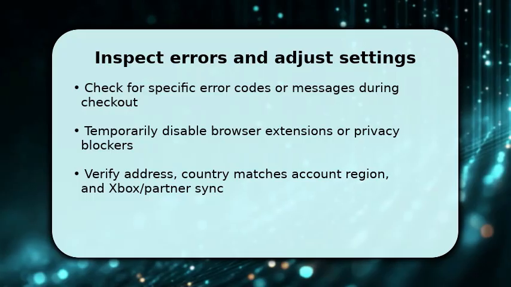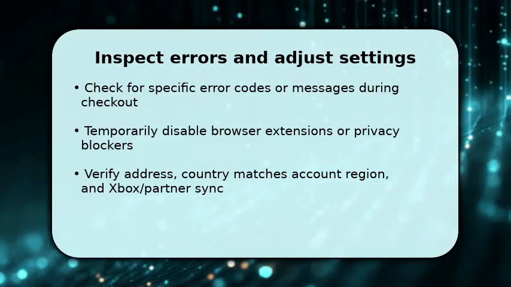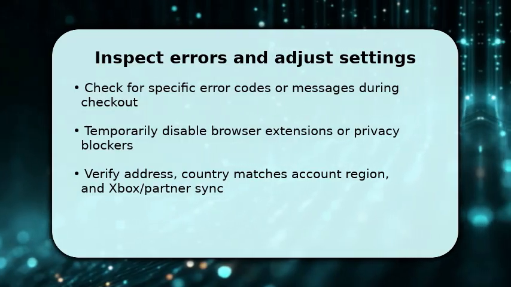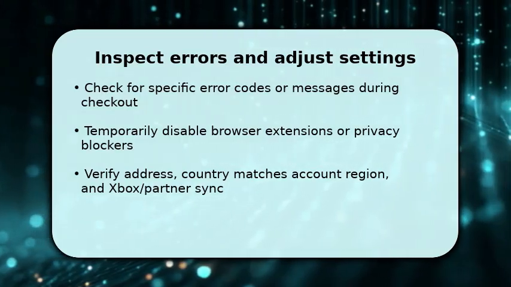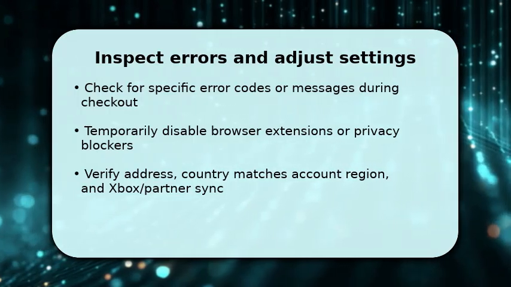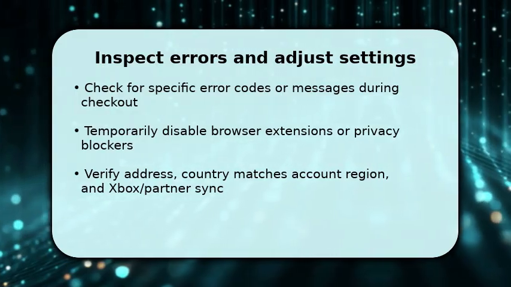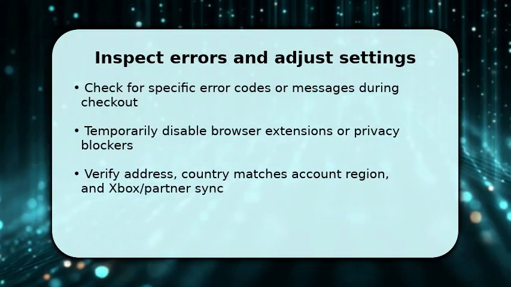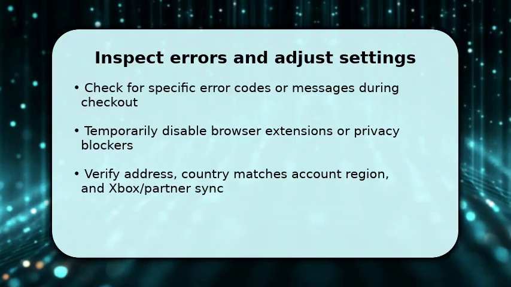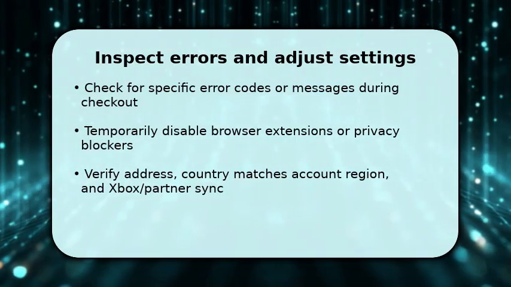You now inspect the failure details. Note any error codes or exact messages because they point to the cause. Then, disable ad blockers, privacy extensions, and VPNs that can alter headers or location. Once disabled, refresh and retry. Make sure your account country and the shipping or redemption region match. Mismatches commonly block orders. If redeeming to Xbox or a partner store, confirm the linked account or console is synced and accepts rewards redemptions before proceeding.